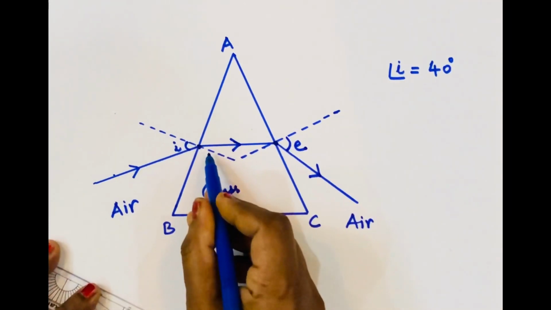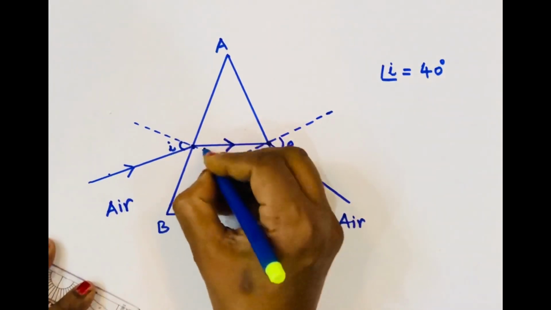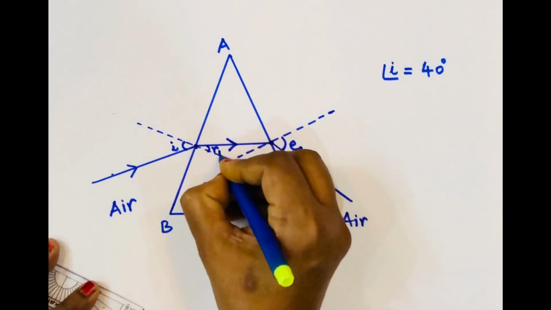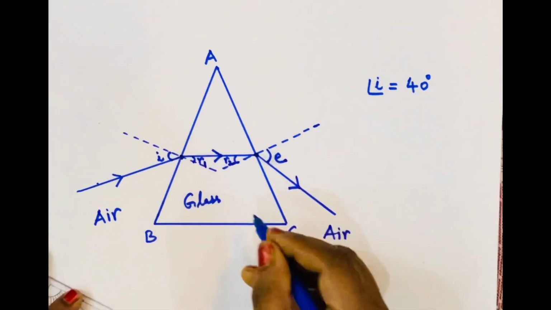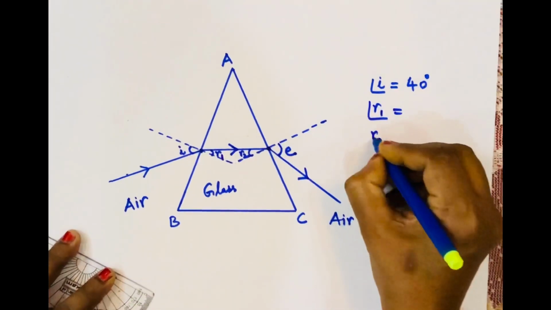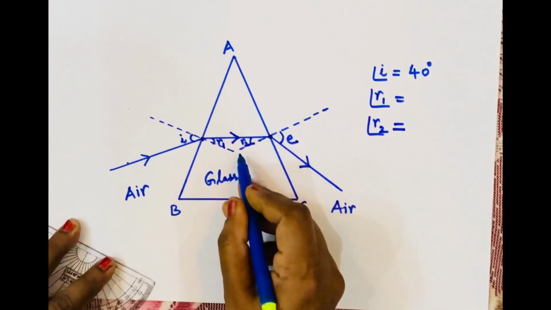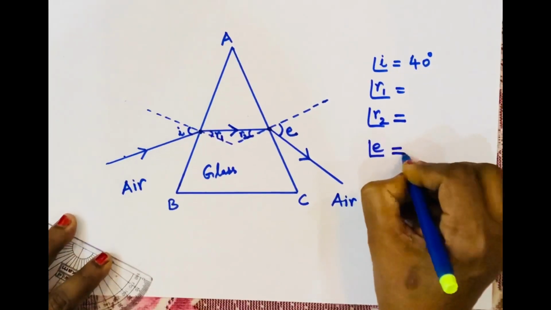And here we can see very clearly the angle made between the normal and the refracted ray is nothing but the angle of refraction. So this is R1 and there is another angle of refraction R2. So let us measure R1, R2, the two angles of refraction. At the same time, let us measure the angle of emergence.